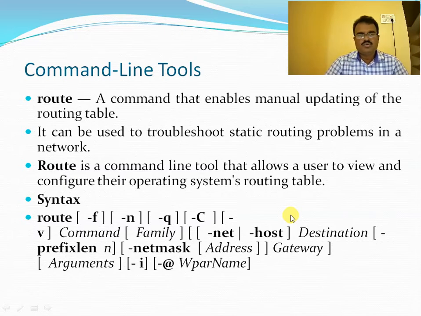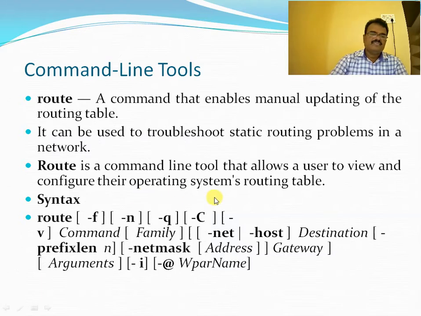So another command line tool, route, a command that enables manual updating of the routing table. Generally, every router has its own routing information table. So we can update it manually by using the route command. The route command is used to troubleshoot static routing problems in a network. Route is a command line tool that allows users to view and configure their operating system's routing table.